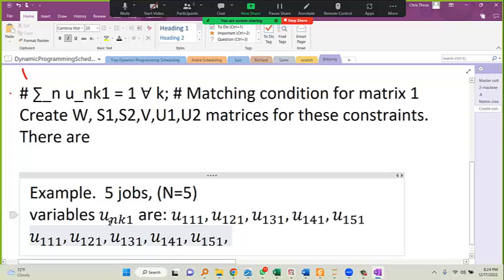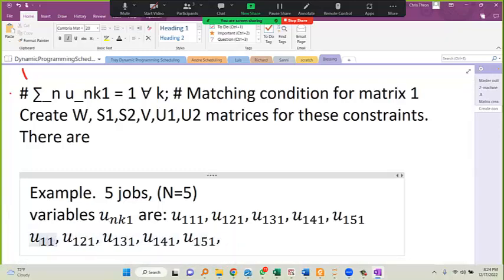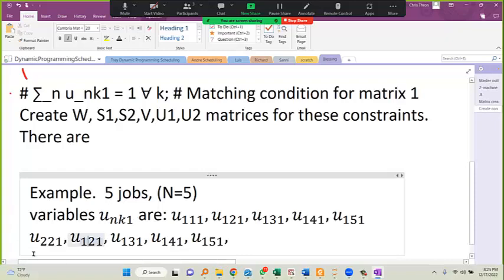So you have U2, U221. U222? No, it can't be, because for U222 the last one was always 1.